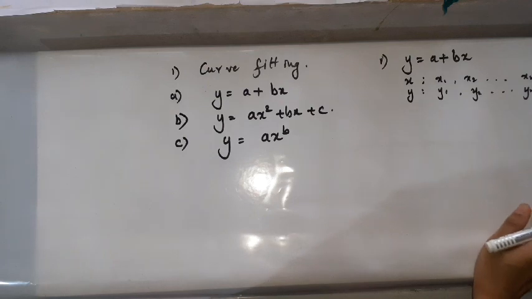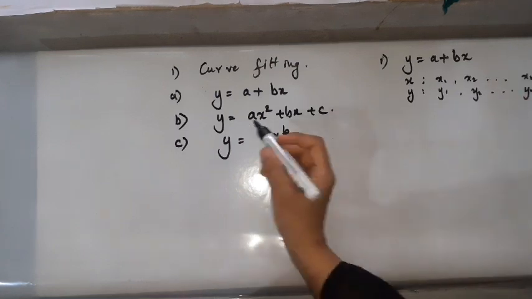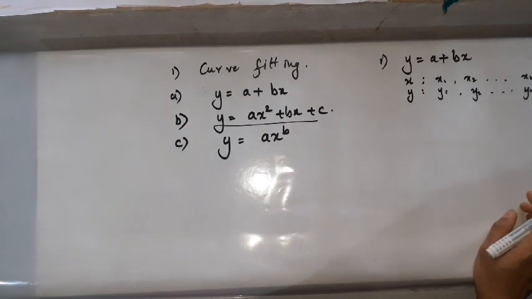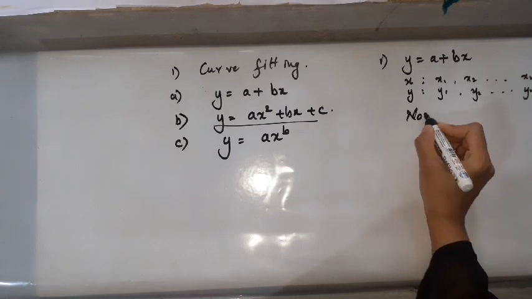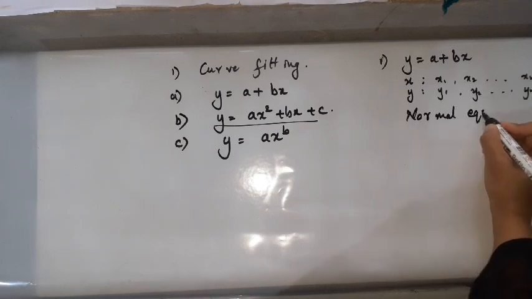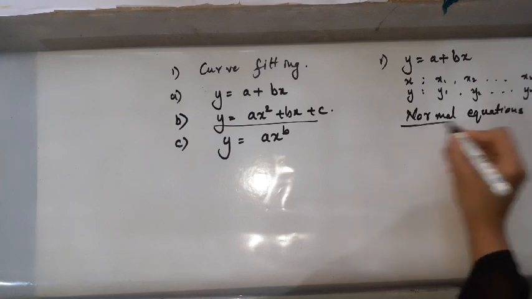So in the method of least squares, you just remember one thing: given any kind of algebraic equation to you, like of this form, y is equal to a plus bx, or this type of equation, okay, you can easily solve it by the method of least squares. To solve it by the method of least squares, you have to pay attention towards the equations called normal equations, okay. So normal equations.